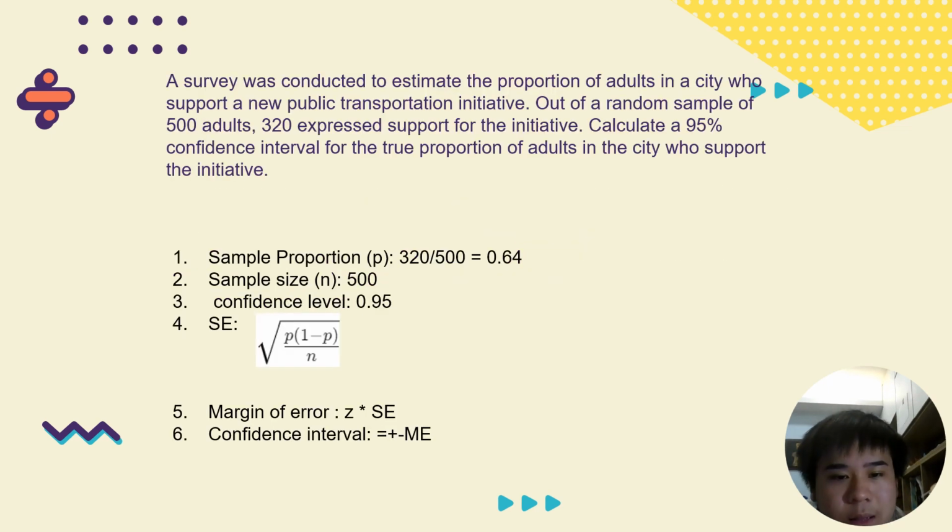So let's go through it one by one. The sample proportion p-hat is 320 over 500, which is 64%. The sample size is 500, and the confidence level is 0.95, a 95% confidence interval. So to calculate a confidence interval, you'll be using your z-score, z, times the standard error.